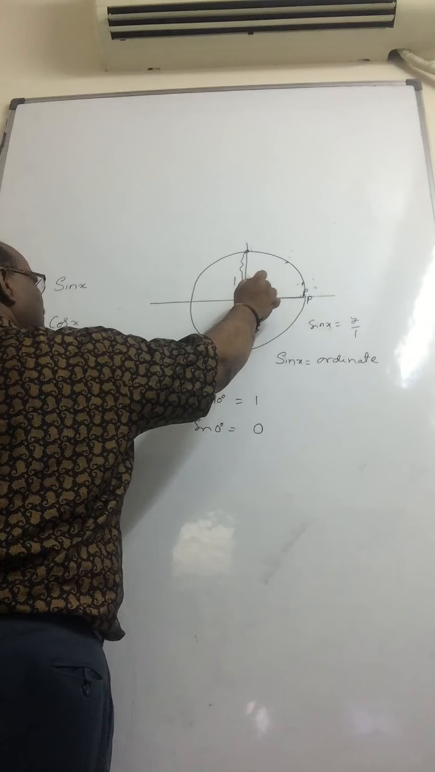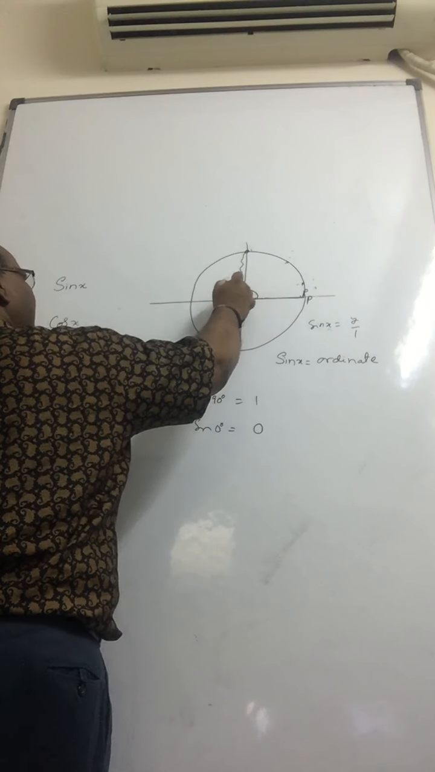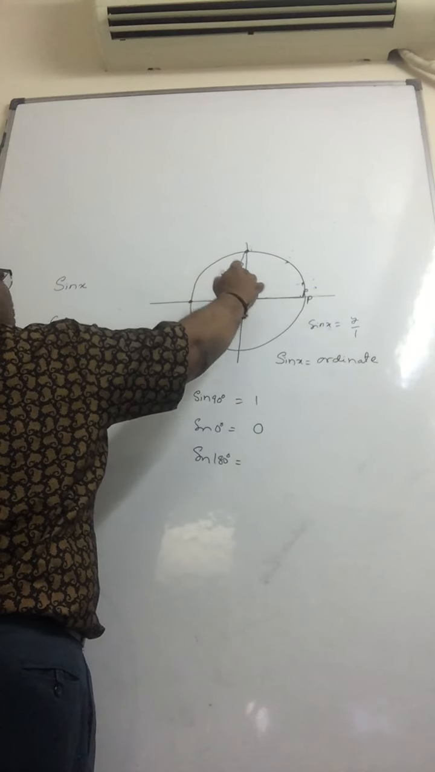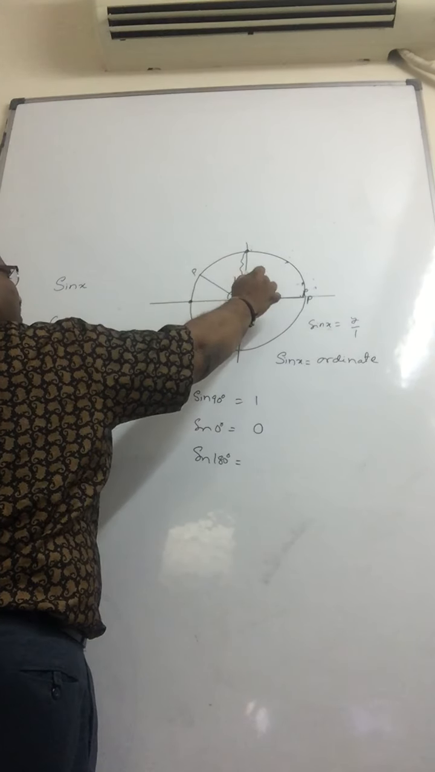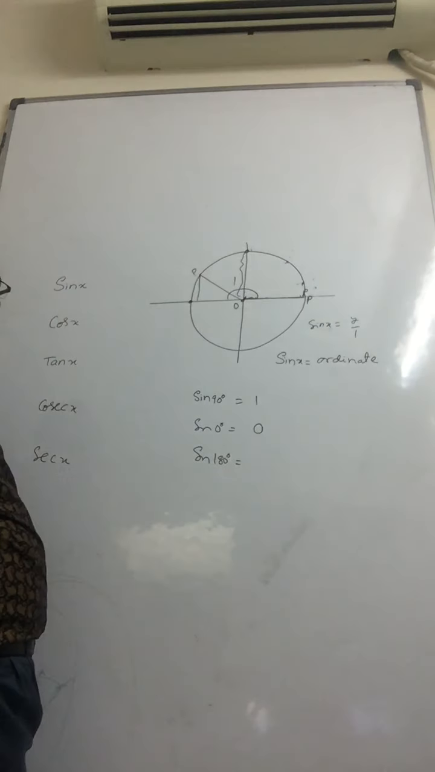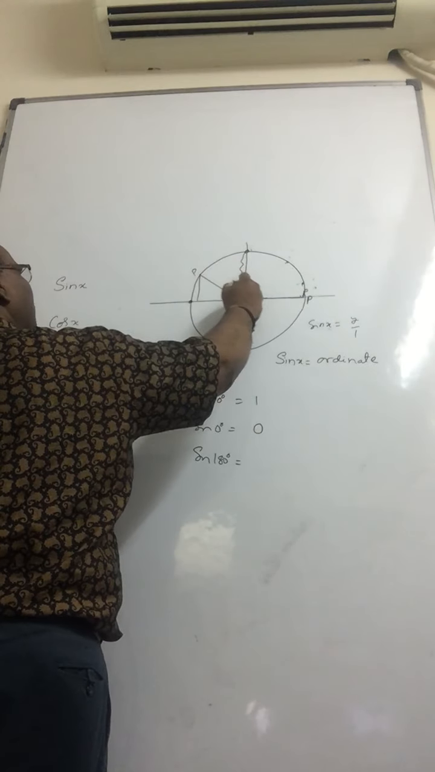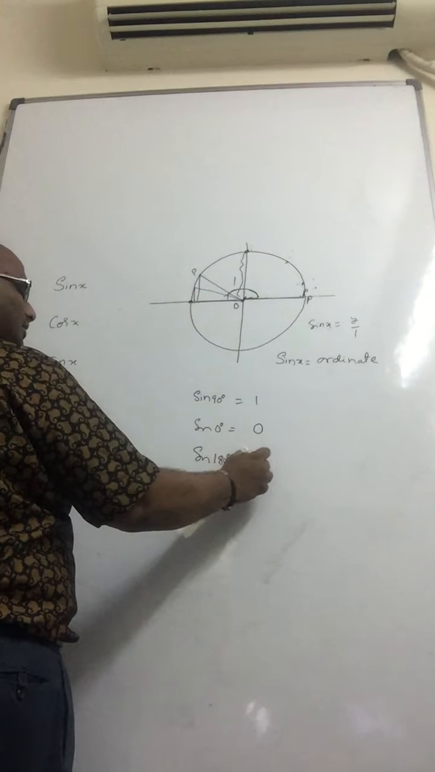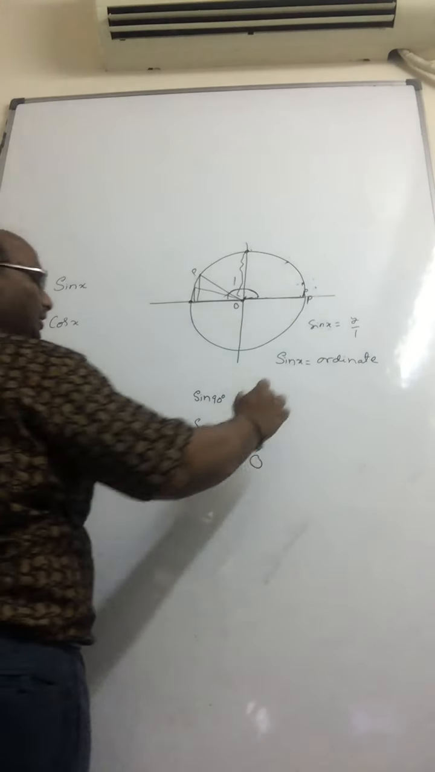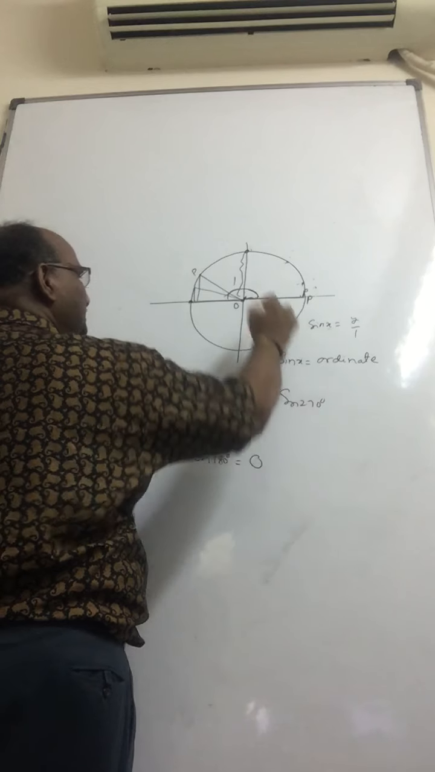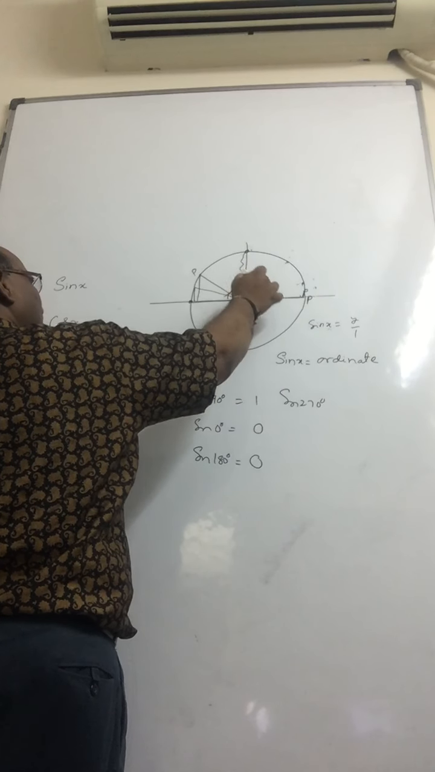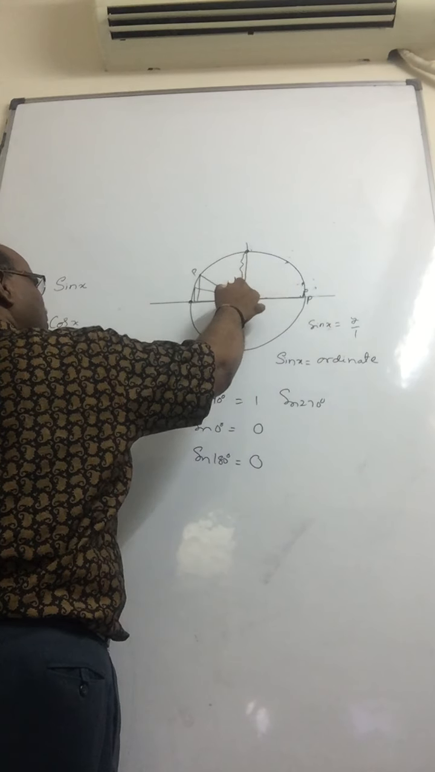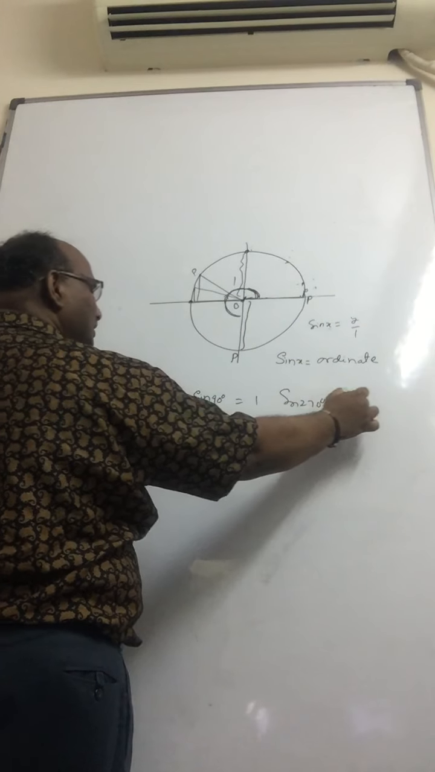To find sine 180 degrees, what is the y value at this point? Suppose the point is here, maybe 135 degrees, this is the y value. For 160 degrees, this is the y value. For 180 degrees, 0. If it is sine 270 degrees, this is 0, here 90, 180, 270. So the point is here, this angle is 270, the corresponding ordinate is minus 1.